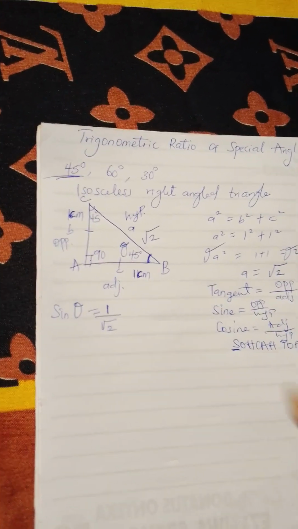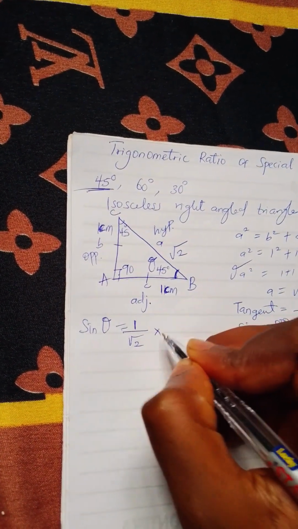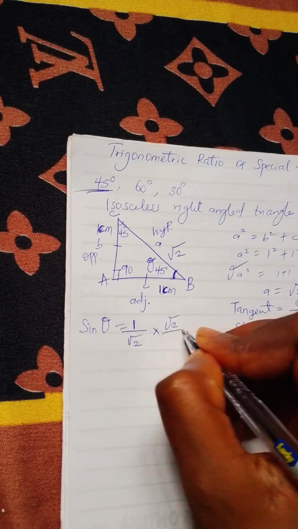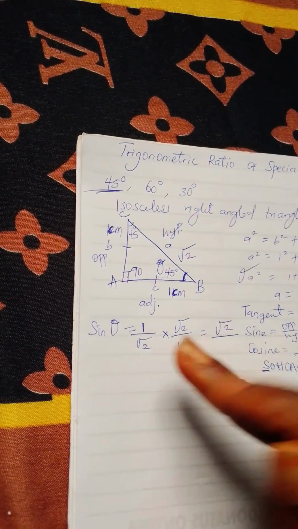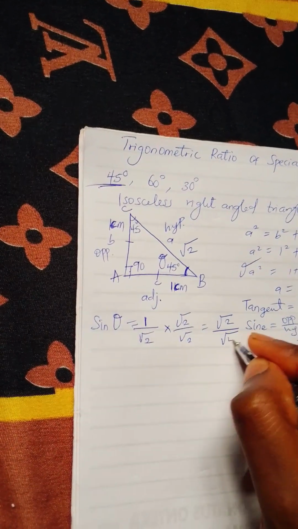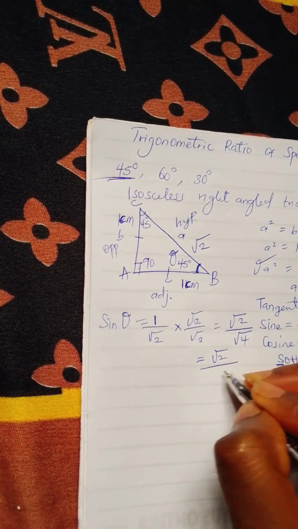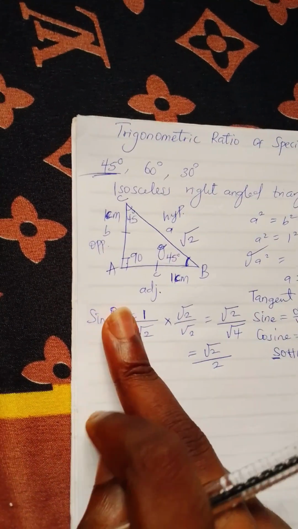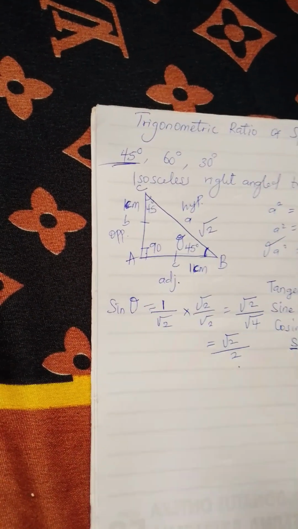You can choose to rationalize this, and if I rationalize it, I'm going to be getting 1 over root 2 multiplied by root 2 over root 2. And I'm going to be getting root 2 over root 2 times root 2, which is root 4. And root 4 is 2, so this is going to be equal to root 2 over 2. So sine theta is equal to root 2 over 2 when theta is equal to 45 degrees.